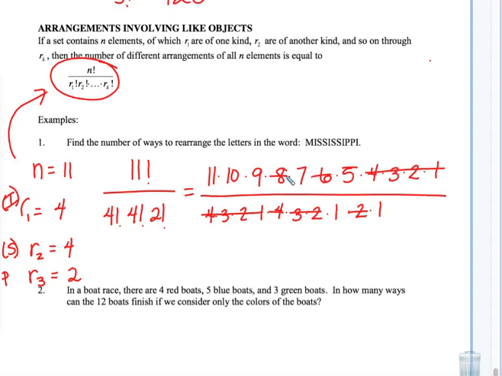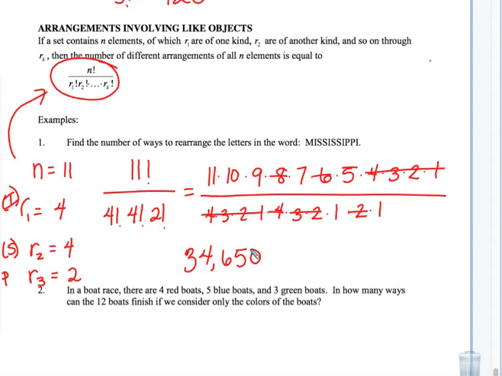My denominator is now all ones, so I'm just going to multiply the numbers that are left in the top, and when I do that, I get 34,650. Excuse me, my pen is going crazy. So I have 34,650 ways to rearrange the letters in the word Mississippi.